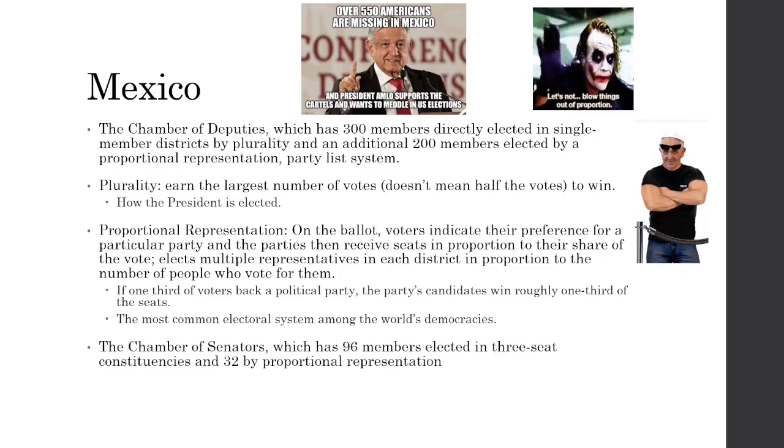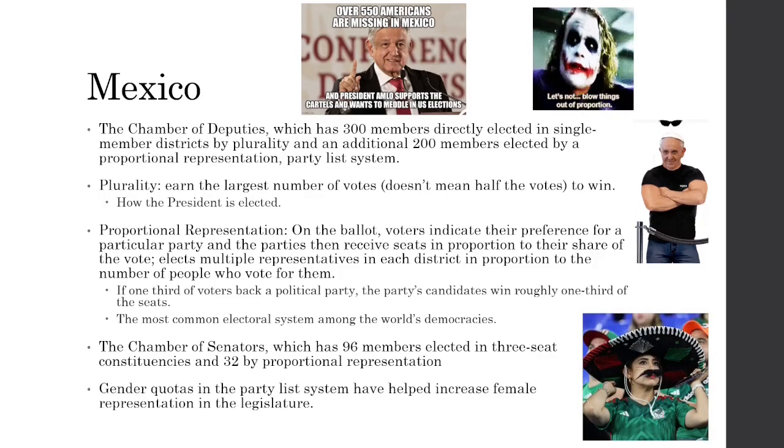The Chamber of Senators is elected a little bit differently. We have 96 members elected in 3-seat constituencies and 32 members by proportional representation. So, again, both of these use proportional representation, but they're a little different in how the majority of the members are elected. Gender quotas in the party list system have helped increase female representation in the legislature. So there have been official constitutional amendments that have put requirements on women running for seats in the legislative system. They don't have to earn the seats, but they have to run for them.